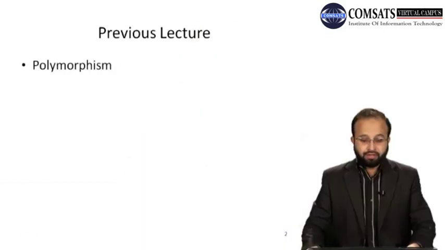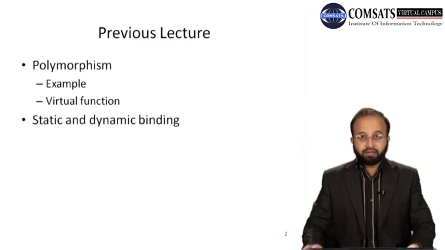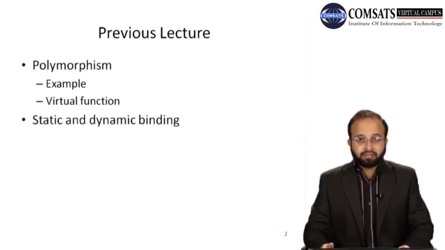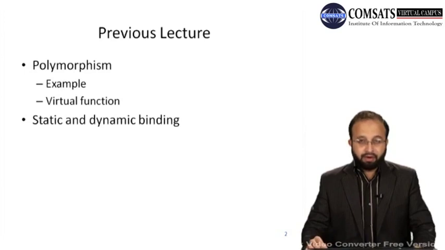In the previous lecture, we have seen the concept of polymorphism and how we can achieve that polymorphic effect in C++ programming. We have seen the example program and virtual function, and using virtual function in the base class we can achieve the polymorphic effect in C++. Then we have seen what is static binding and what is dynamic binding. Static binding is something that is resolved at compile time कि कौन सा function call किया जाएगा, and dynamic binding is something that is resolved during the execution of the program, that is at runtime or execution time.